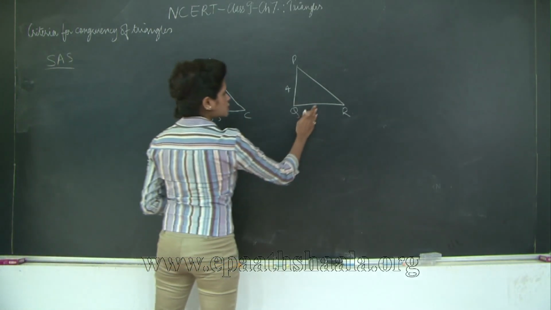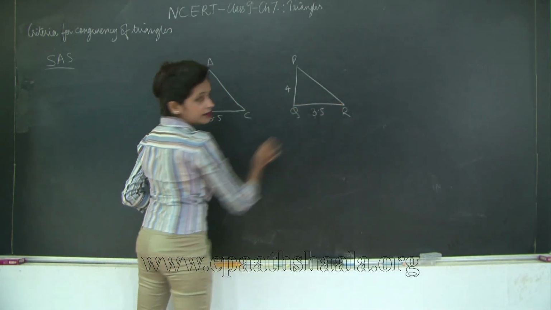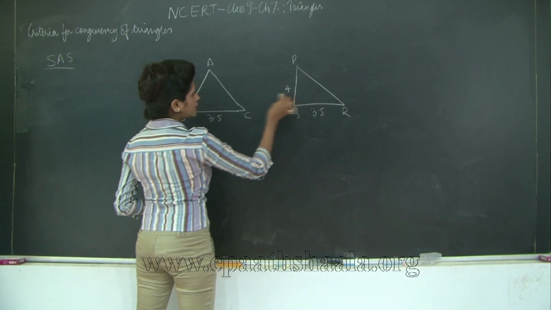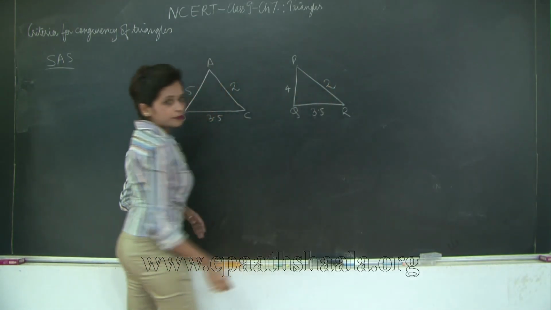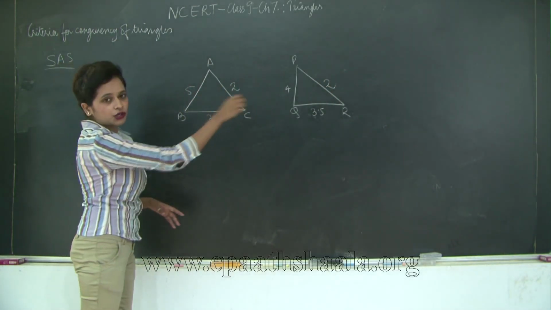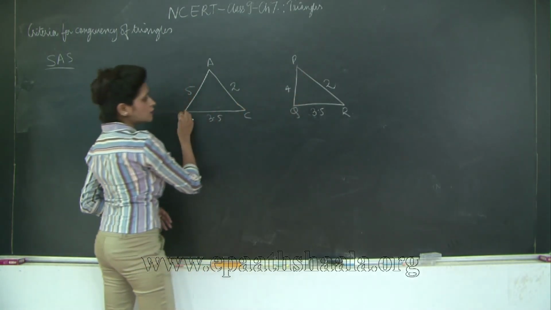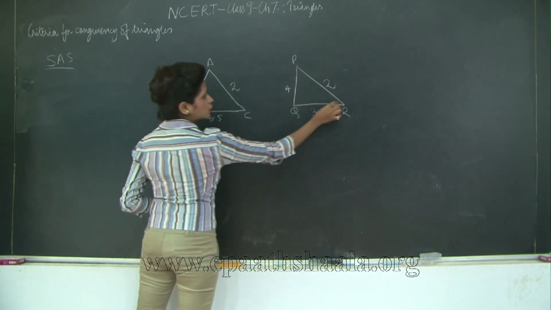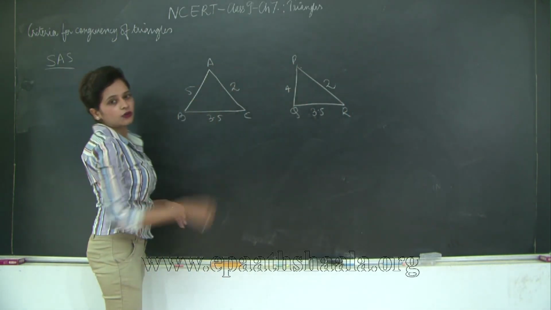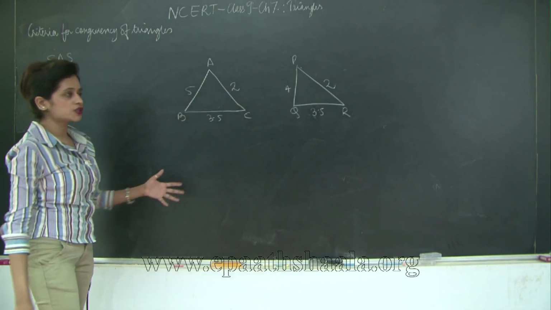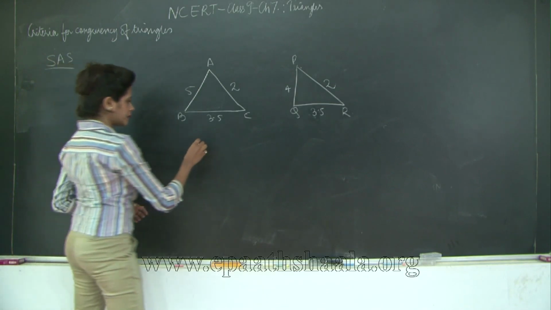If I change this to say 3.5, so we have one side equal, but for the other sides, none are equal. If I change this to say 2, and this also has 2, again, triangles ABC and PQR are not congruent. Why? Because this side AB is not matching with PQ. The other two sides, that is BC and QR, then AC and PR are equal, but AB and PQ are not equal, which is why triangle ABC and PQR are not congruent. I will take another example.